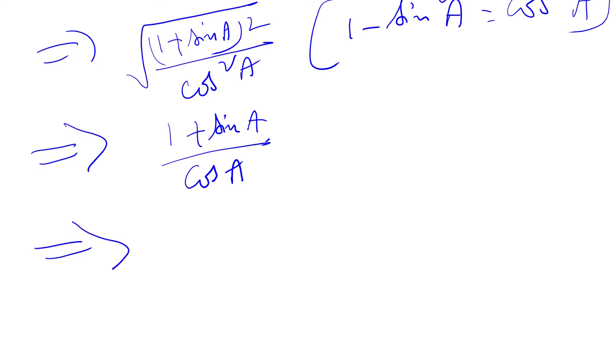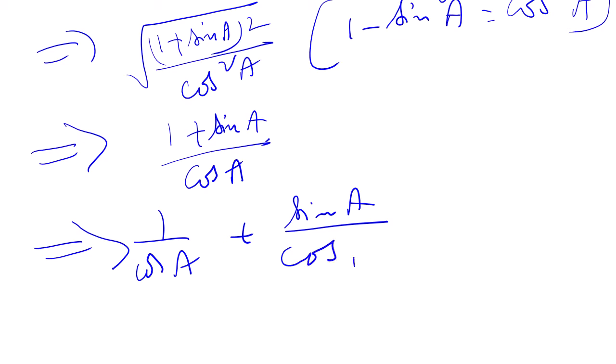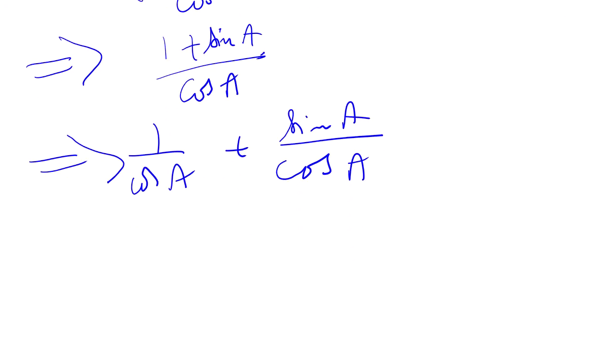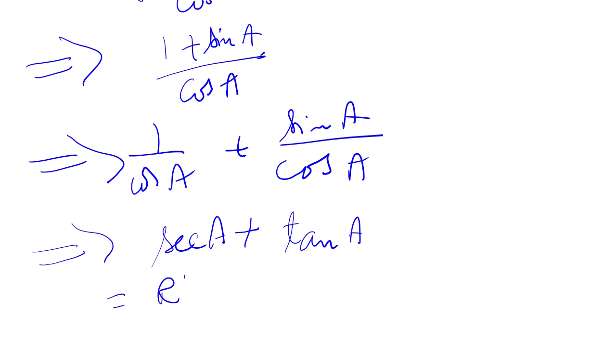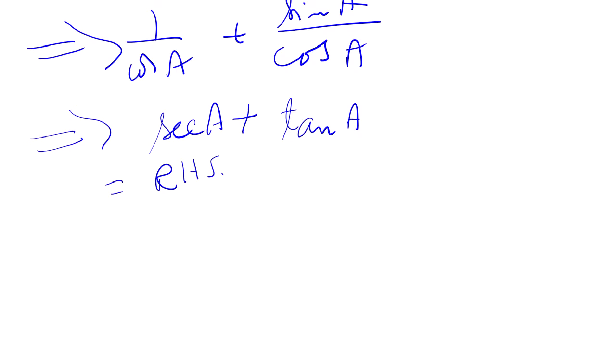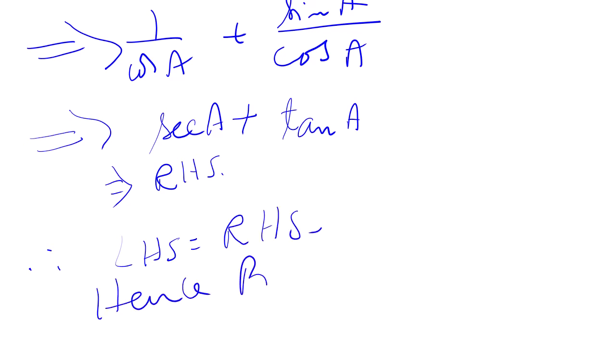Now this can be separated as 1 upon cos A plus sin A upon cos A, because cos A belongs to both. Now 1 upon cos A is sec A and sin A upon cos A is tan A, which is nothing but RHS. Therefore LHS is equal to RHS, hence proved.